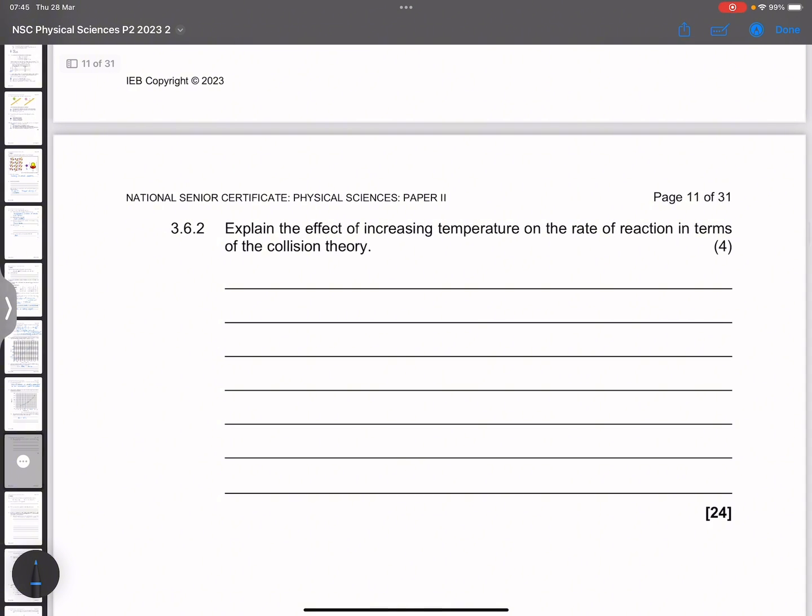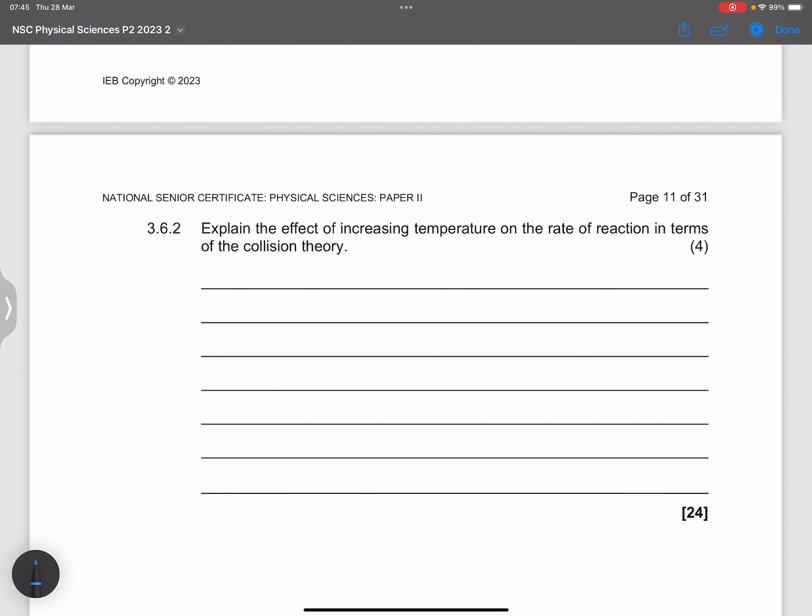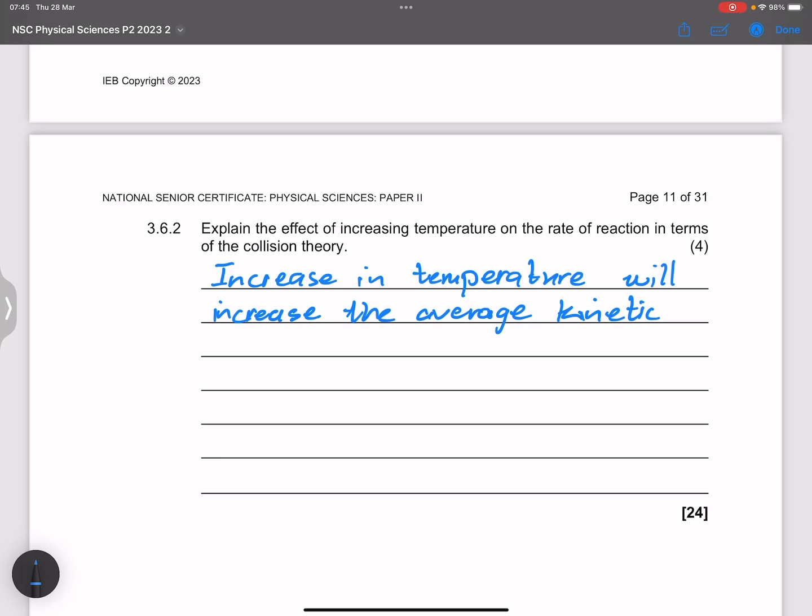Now they say to us, explain the effect of increasing temperature on the rate of reaction in terms of the collision theory. Now remember, we say that an increase in temperature will increase the average kinetic energy of the molecules. Kinetic energy of molecules. Okay, and now it means that there'll be more collisions that take place. So that will increase more collisions per second.